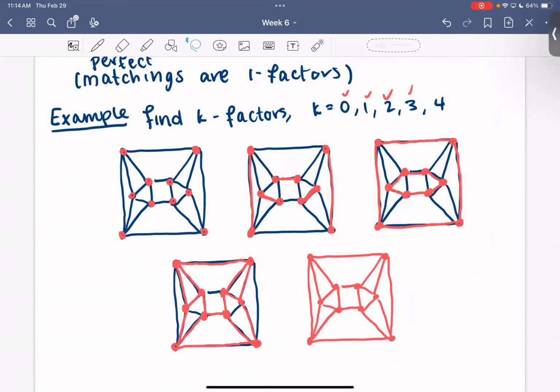Okay, are there questions? Yeah. Can you repeat why it's the complement? Yeah, so in this case, because this graph is 4 regular, if I have already found a 1 regular subgraph, then the complement will be 3 regular. Does that make sense?